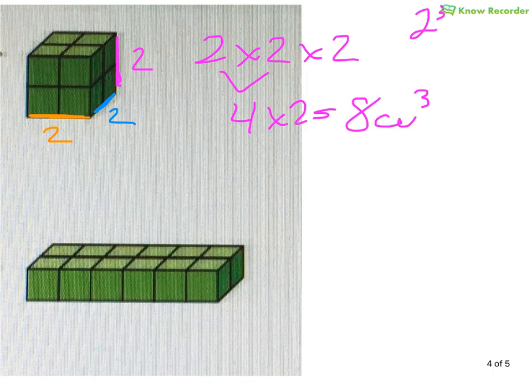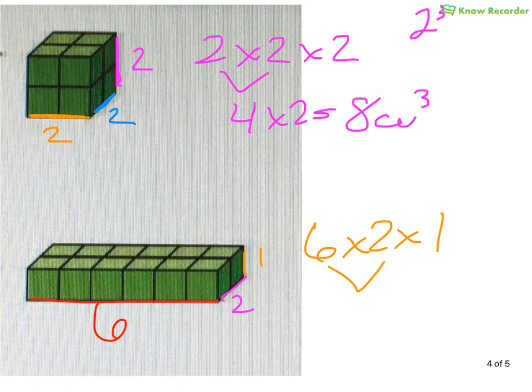Down here, same thing. I have 1, 2, 3, 4, 5, 6 by my width of 2 and my height of 1. 6 times 2 times 1. Well, I'm not going to multiply by 1 because I know it's just going to be the same thing. This is 12 cubic units.